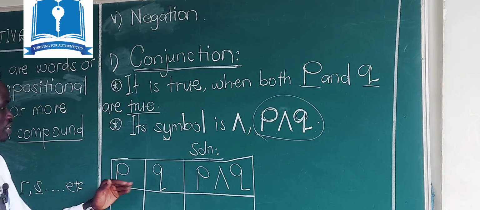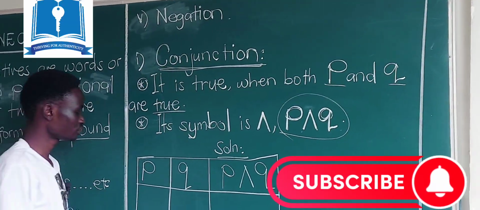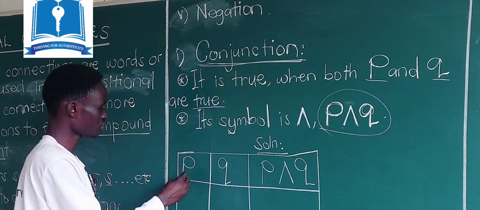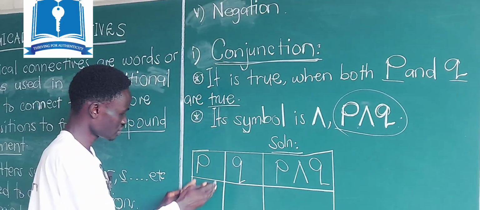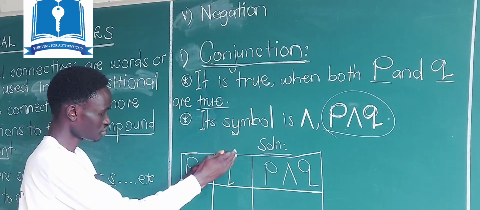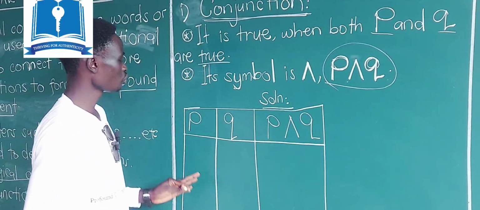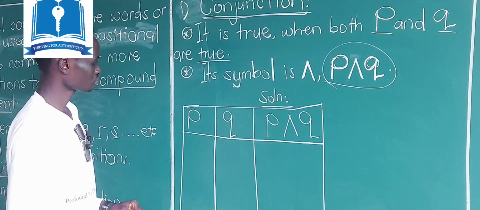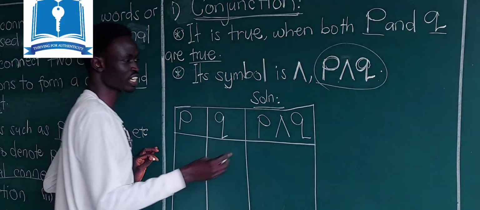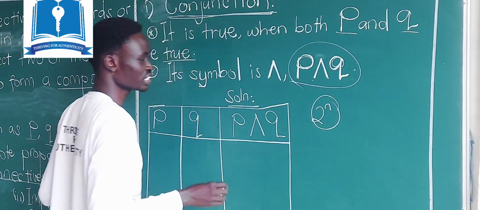Now, after drawing a table like this, in mathematics we know that this space running from top to bottom, we call it a column. So now we have three columns here. Now when we need to find the number of rows in this, we are going to use an exponential function, which is like this.